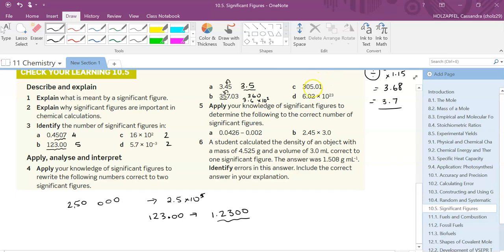Okay, 305. So again, we just want to go to 2 significant figures. So I'm going to look at those first 2 leading digits. I'm going to have to round. So this is going to be 310. And again, this 0 is now just being used as a placeholder. So if I was to write this with scientific notation, I would write this as 3.1 times 10 to the power of 2. And so that would be correct to 2 significant figures.